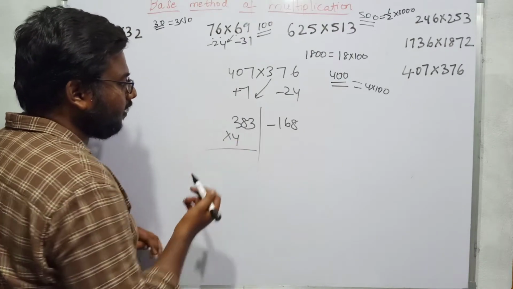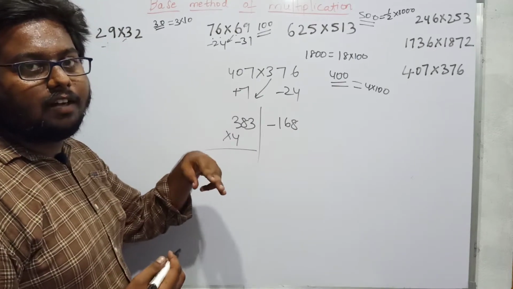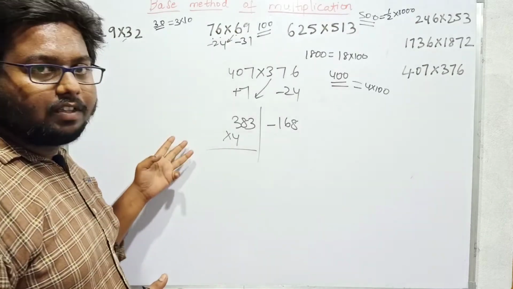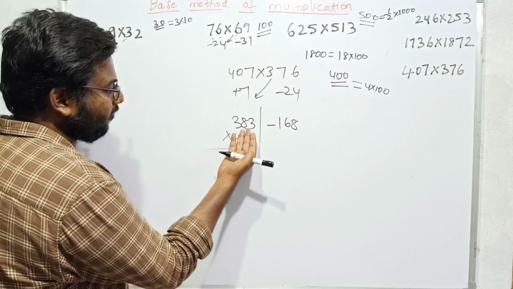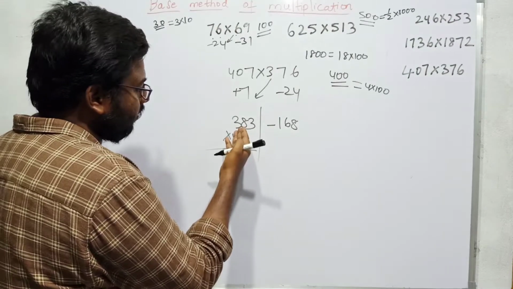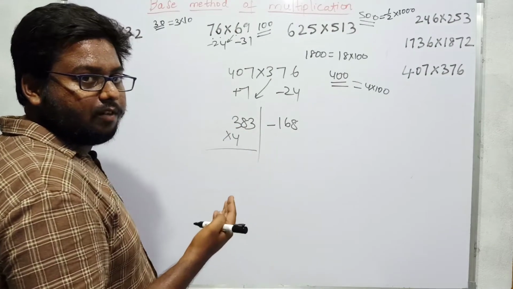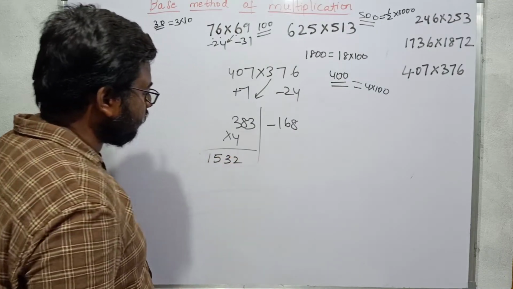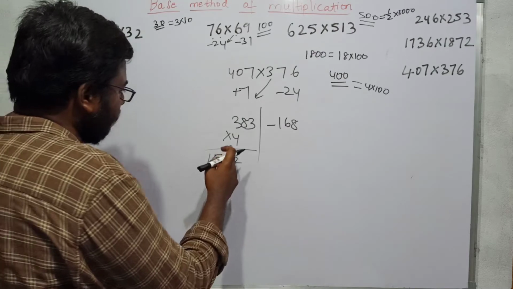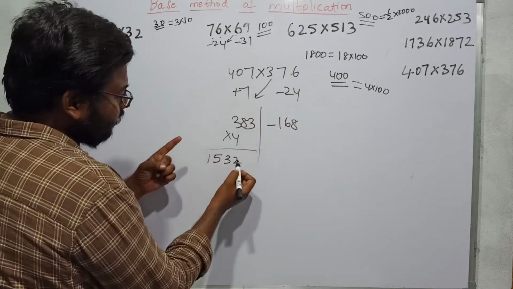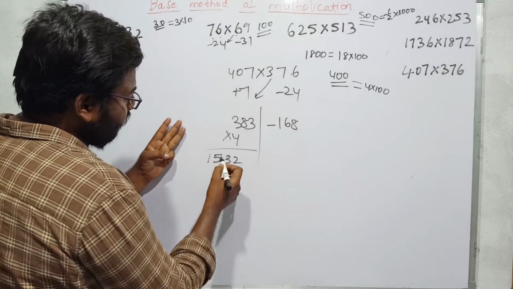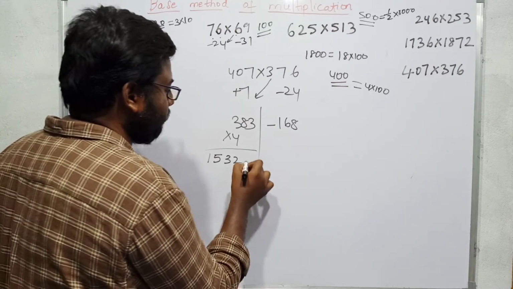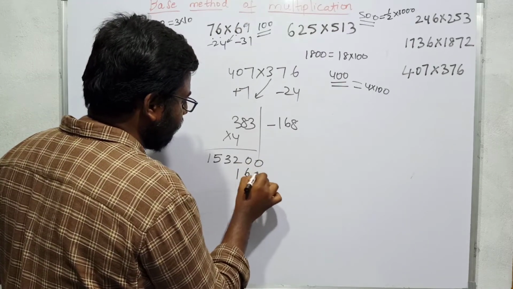3 4s are 12, here 75 is there, so you have to add 3. 3 4s are 12, and for 75 I add 3, I will get 15. 8 4s are 32. That means I will get 1532 as the result. If you don't have clarity, you can calculate it also: 4 3s are 12, 4 8s are 32 plus 1 is 33, 4 3s are 12 plus 3 is 15, so 1532. You can put 2 zeros and subtract 168.